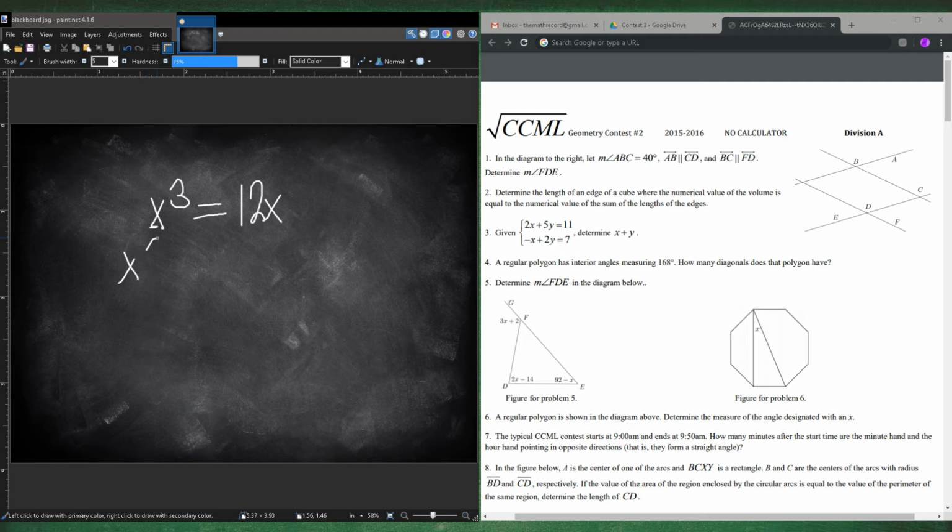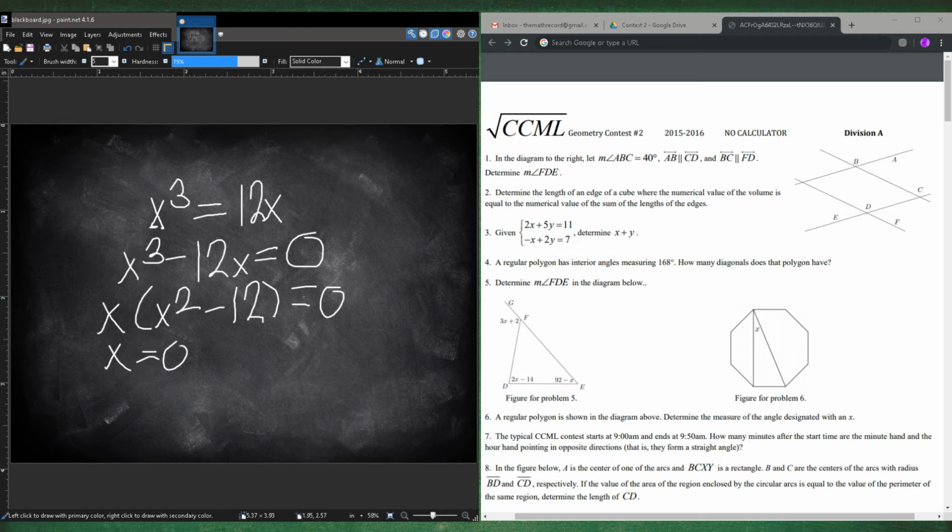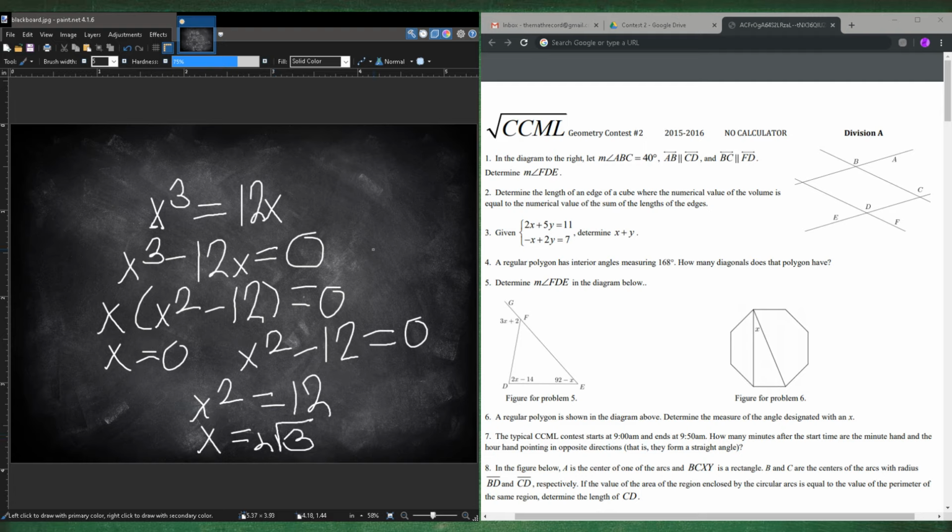So subtracting 12x to the other side, x cubed minus 12x is equal to 0. Distribute out the x to get x times (x squared minus 12) is equal to 0. So x is equal to 0, or x squared minus 12 is equal to 0. x can't be equal to 0 because then it's not technically a cube, because it has to be a positive number. So we look at x squared minus 12 is equal to 0, so x squared is equal to 12. So x is equal to square root 12, which is just 2 square root 3. So the answer is 2 square root 3.